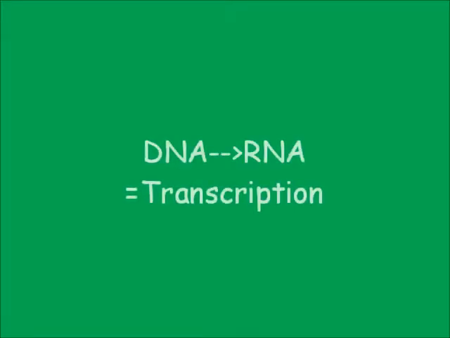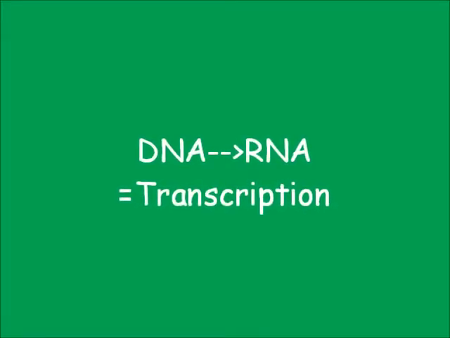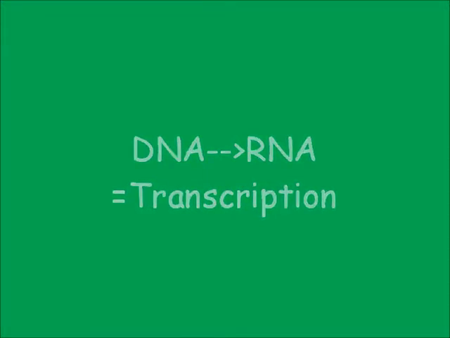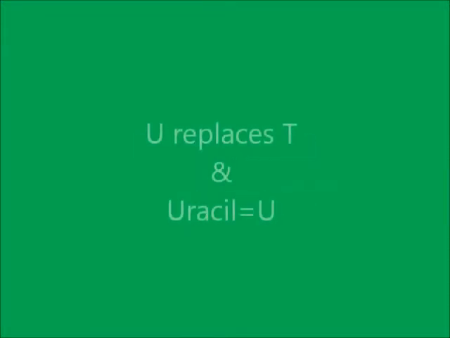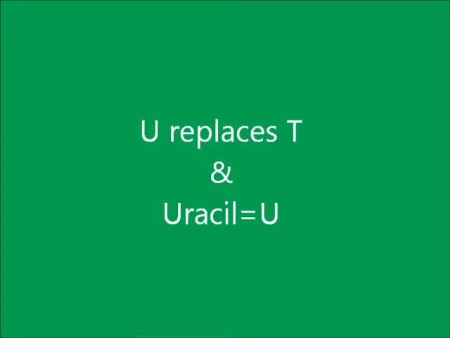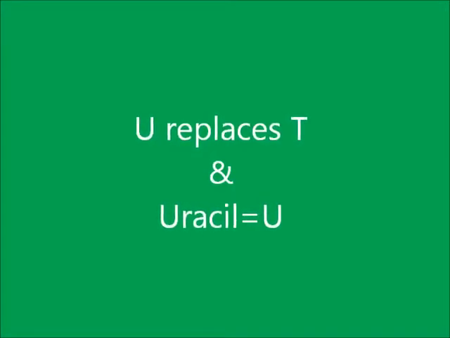When going from DNA to RNA, it is called transcription. Also, there are no T's used. It gets replaced with a U, which stands for uracil. T's are changed to A, and A is changed to U.